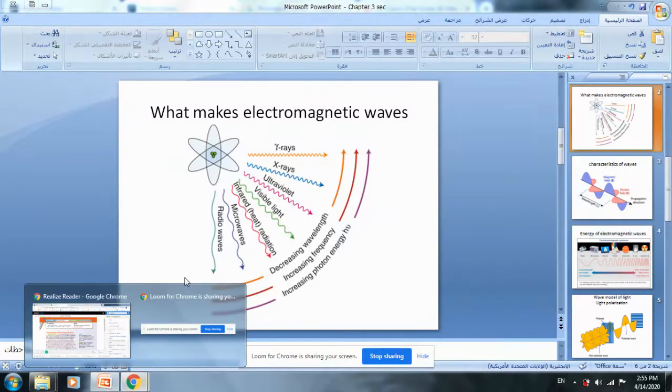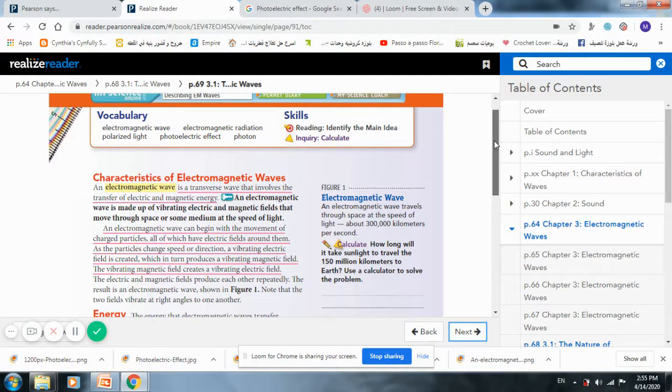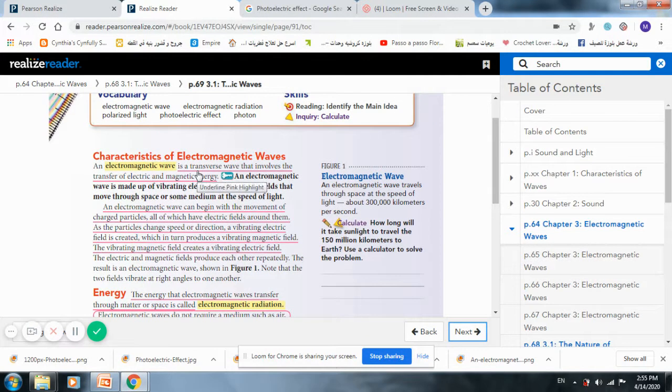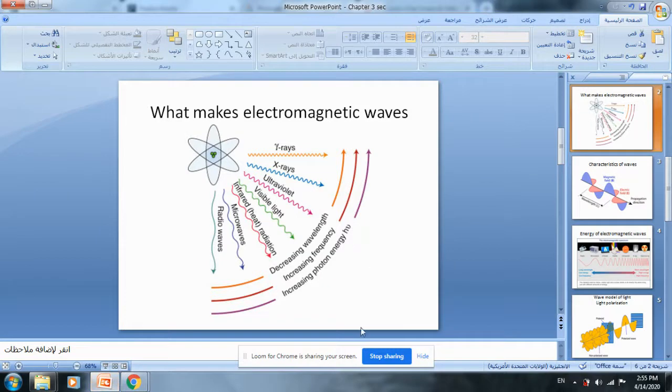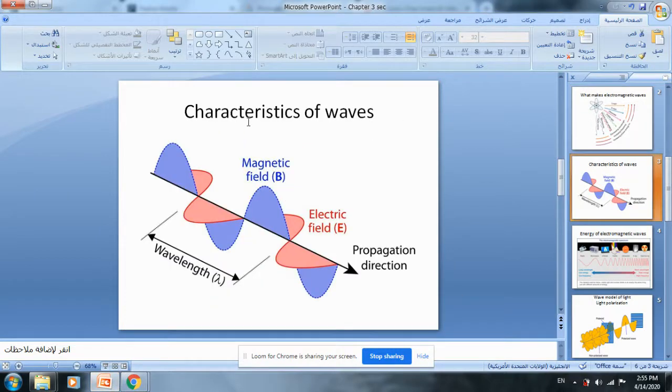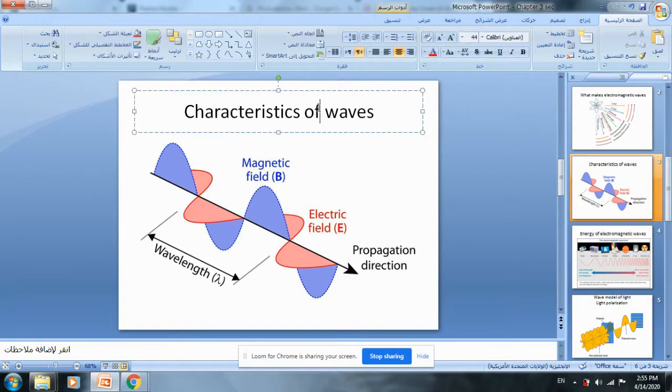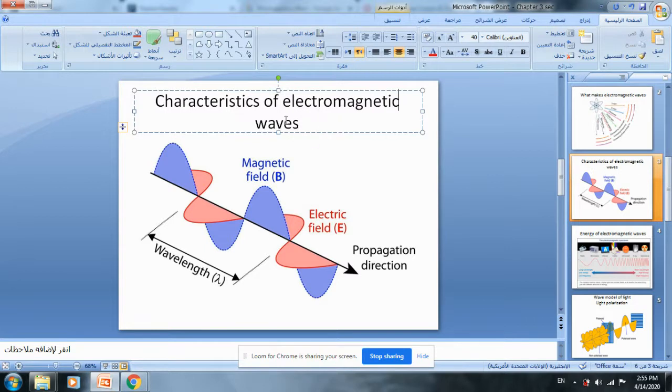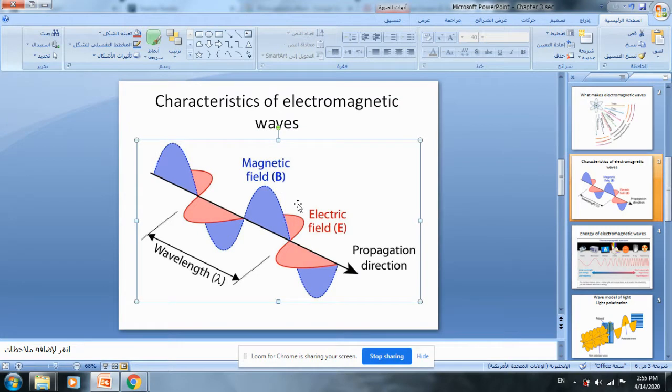Now let's see what we have in your textbook. Here in your textbook, as you can see, characteristics of electromagnetic waves. Okay, so here every electromagnetic wave consists of a magnetic field and an electric field, and both of them are perpendicular to each other. Each one of you knows what the meaning of electric field is.